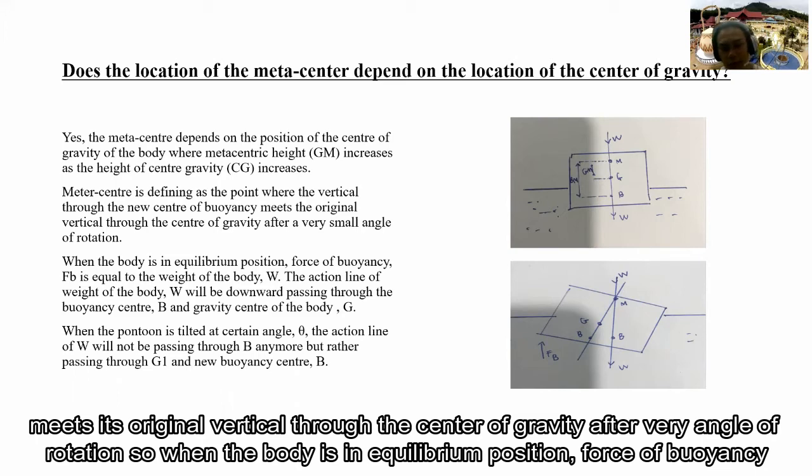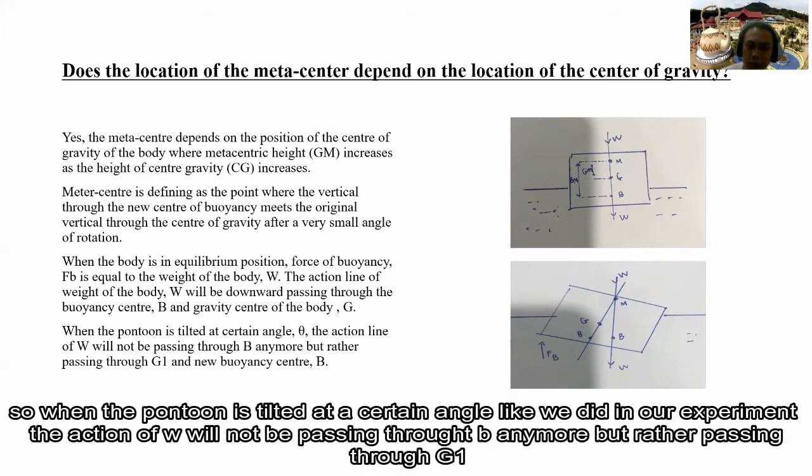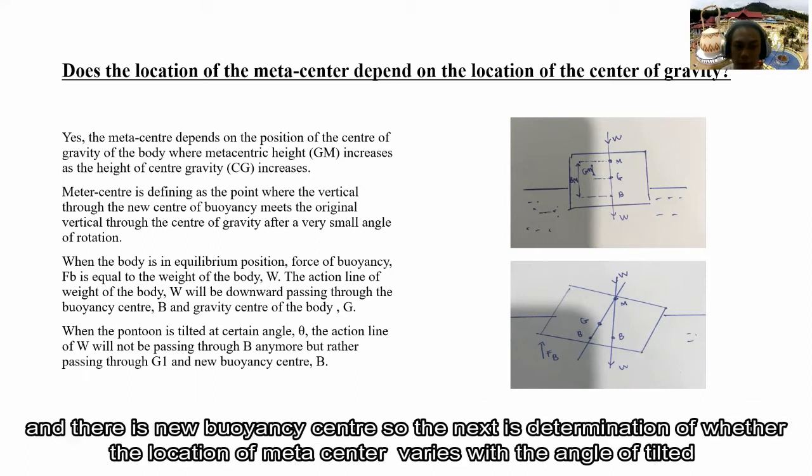When the body is in equilibrium position, the force of buoyancy, Fb, is equal to the weight of the body, W. So there is an action line of the weight of the body. W will be downward, passing through the buoyancy center, B, and the gravity center of the body, G. When the puntun is tilted at a certain angle, like we did in our experiment, the action line of W will not be passing through B anymore, but rather through G1, and there is a new buoyancy center.